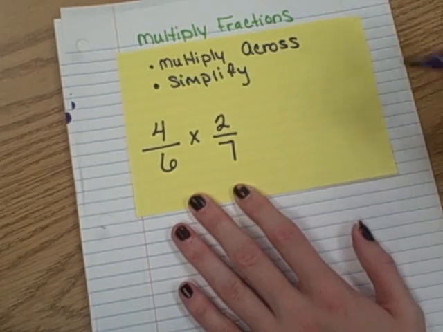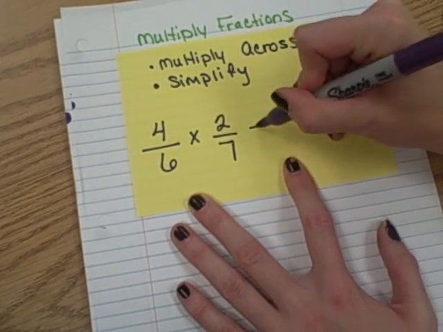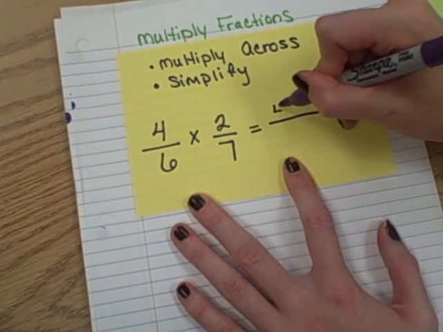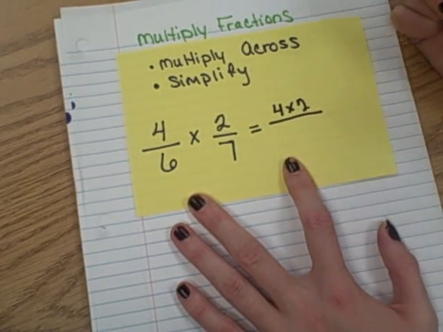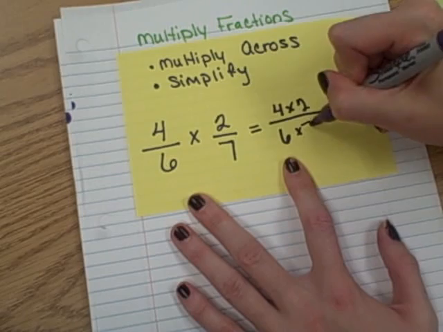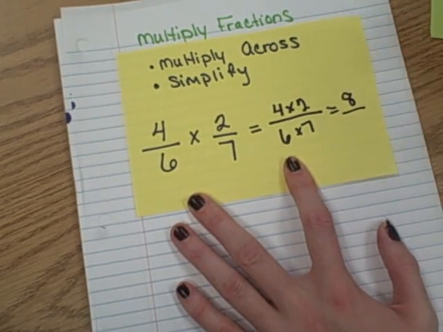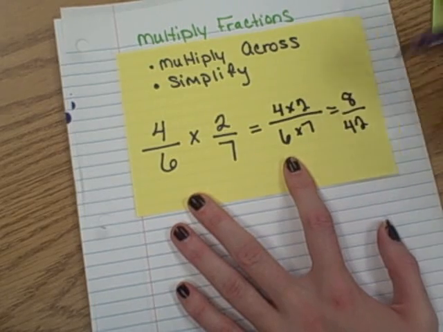Multiply straight across and simplify. So in this, we are going to have 4 times 2 will be our numerator. 6 times 7 will be our denominator. 4 times 2 is 8. 6 times 7 is 42.